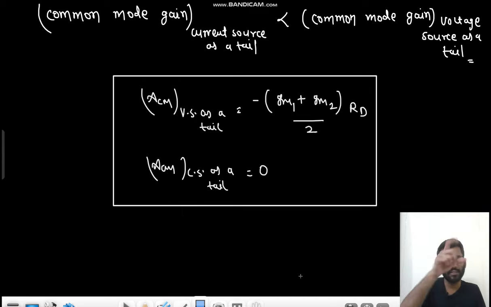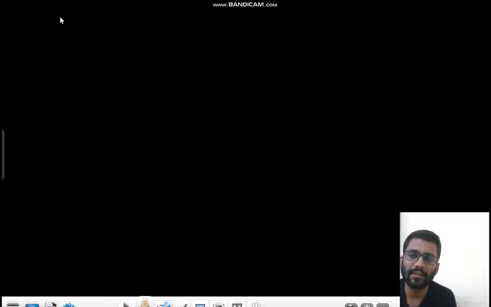But when there is a mismatch, we will have the advantage of differential gain and the advantage of common mode gain. Now we will see the common mode differential gain. Okay, so the third one is common mode differential gain, and you can already see what it will be.